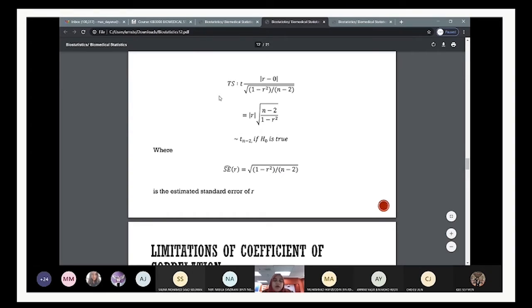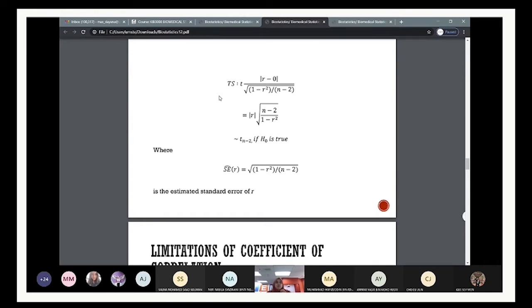The first step in this correlation, when we do a correlation example, is that you have to calculate the R. Then you have to calculate the test statistic T, equal to the absolute value of R times the square root of n minus 2 over 1 minus R squared, where n is the number of samples. So after you calculate the R value, you can calculate the T value. Then you will have to compare with the T value in the table.